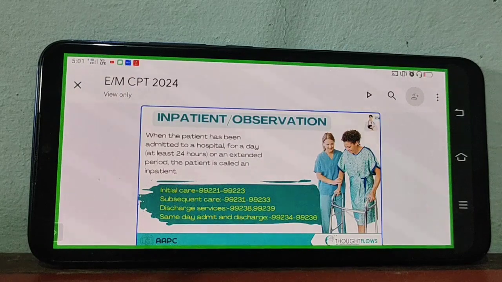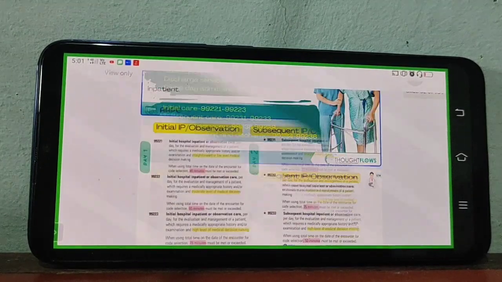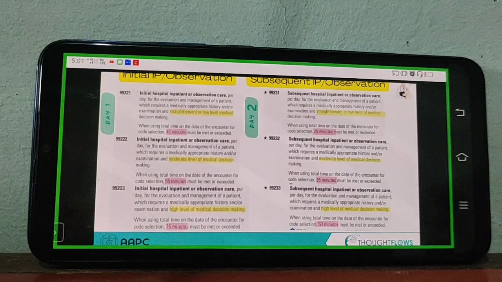On the subsequent days, from the second day, third day, for each day we should apply the code from 99231 to 99233. On the day of discharge, we should report 99238 or 99239. Suppose a patient is admitted and discharged on the same day, then you have to apply the code from 99234 to 99236. Now we are going to show you the code description.